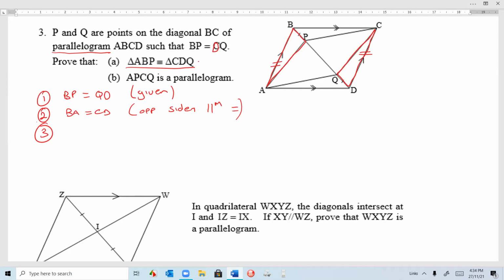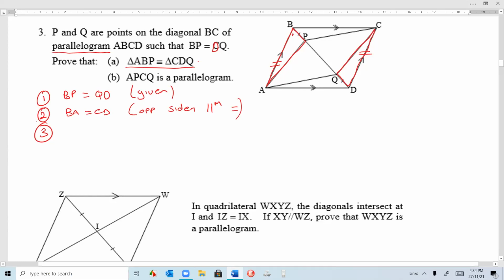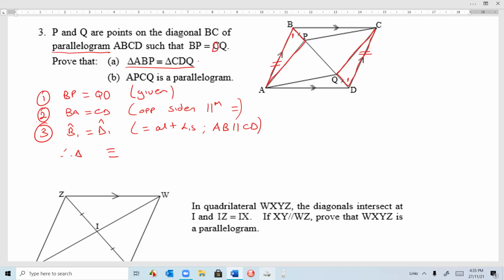Angle ABP is equal to angle QDC because of alternate angles. So let's call it B1. We're allowed to do this as long as you write it on the diagram. We're going to say angle B1 is equal to angle D1 and equal alternate angles. And we're going to tell the writer as well which lines are parallel. We're using AB is parallel to CD. So therefore, we proved congruency. Triangle ABP is congruent to triangle CDQ.